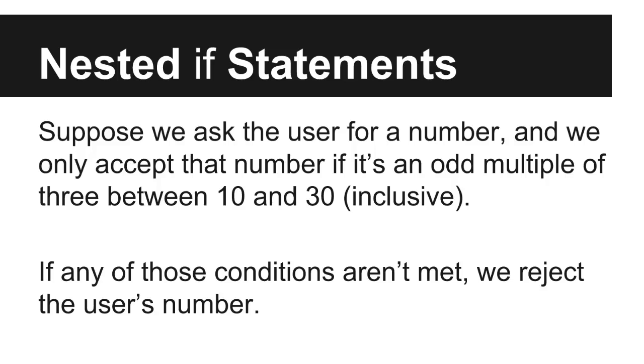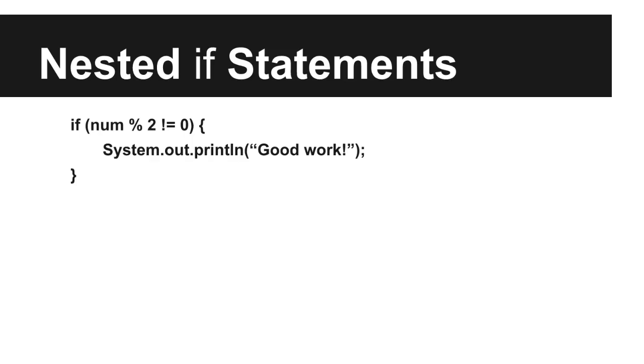One way that we can do this, we can start with this. It needs to be odd, it needs to be a multiple of 3, and it needs to be between 10 and 30, so greater than or equal to 10 and less than or equal to 30. Let's start by asking the user just for an odd number. That is, if our number mod 2 is not equal to 0, or if it's equal to 1, either way, then we know that we have an odd number, and that's fine.